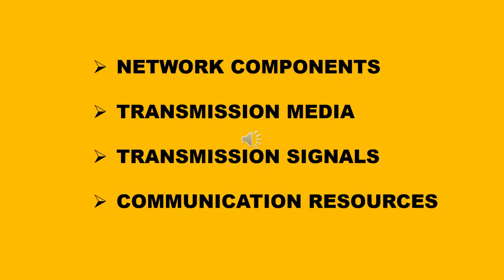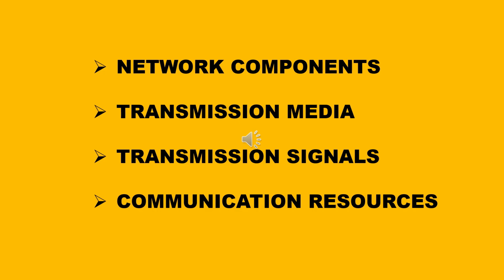Start with communication system. What is communication system? A communication system is a collection of individual communication networks which interconnect and interoperate to form an integrated communication environment. The purpose of a communication system is to facilitate effective communication between the source and the destination. It involves the following elements. The first element is network components, second is transmission media, third is transmission signals, and the fourth is communication resources.